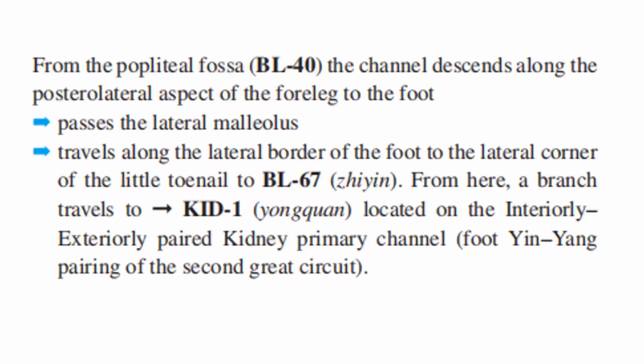From the popliteal fossa, Bladder 40, the channel descends along the posterolateral aspect of the foreleg to the foot, passes the lateral malleolus, travels along the lateral border of the foot to the lateral corner of the little toenail, to Bladder 67. From here, a branch travels to Kidney 1 located on the exteriorly paired kidney primary channel, yin-yang pairing of the second great circuit.